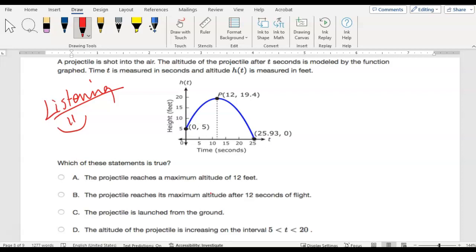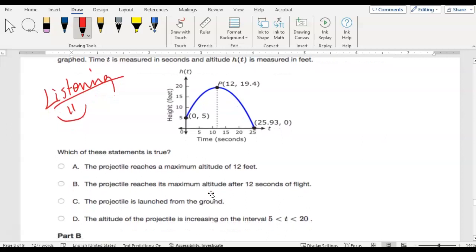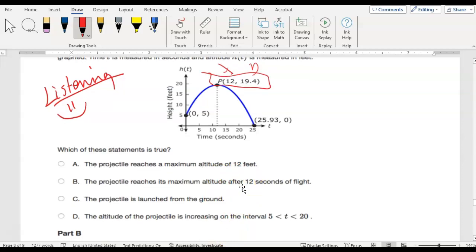So the projectile reaches a maximum altitude of 12 feet. We see that 12 here, but that 12 is in the x value, so that's measuring the time, versus this y value is measuring the feet. So A is not true. B, the projectile reaches a maximum altitude after 12 seconds of flight. Yes, that is true. After 12 seconds, we are at the maximum, so B looks good, but remember I told you we have to read C and D too.